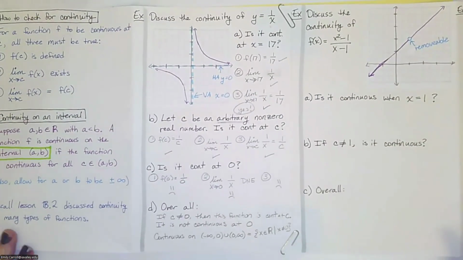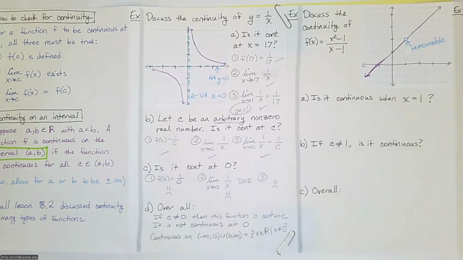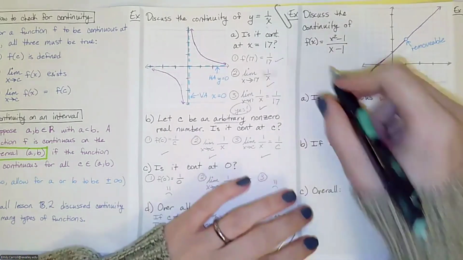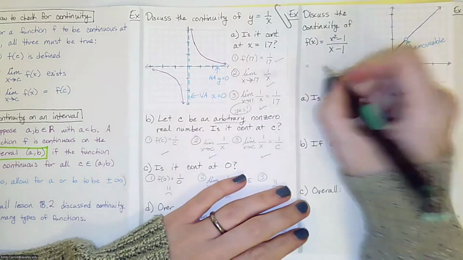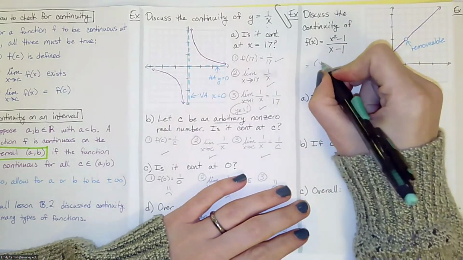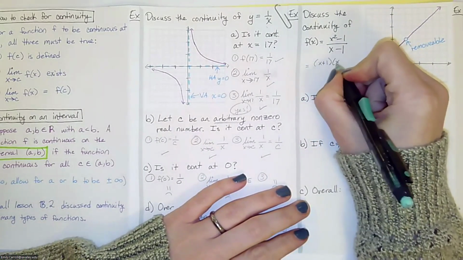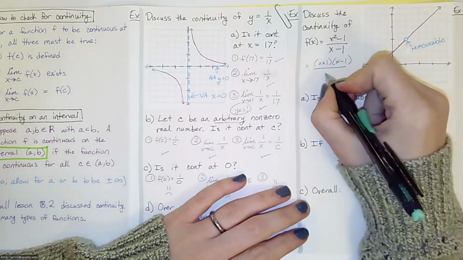Right? These can be pretty easy to picture. So why don't you pause the video here and see if you can figure out this next one on your own. Discuss the continuity of f of x equals (x squared minus 1) over (x minus 1). Notice that the top is going to factor: (x plus 1)(x minus 1).